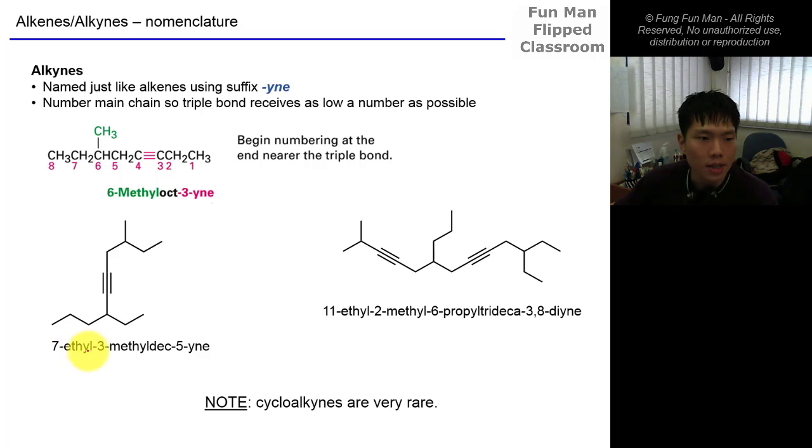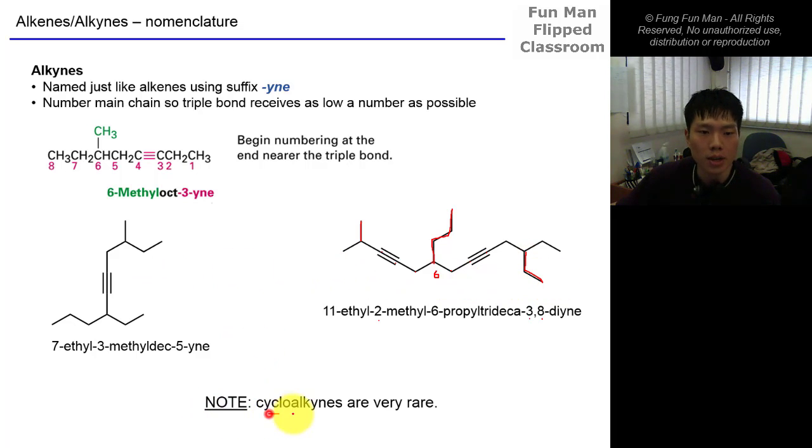That is called 7-ethyl 3-methyl dec-5-yne. 11-ethyl 2-methyl 6-propyl trideca-3,8-diene. Two double bonds in the longest chain, between the third and fourth carbon, then 5, 6, 7, 8, 9. So we have got 3 and 8. 2-methyl, 6-propyl, 11-ethyl.